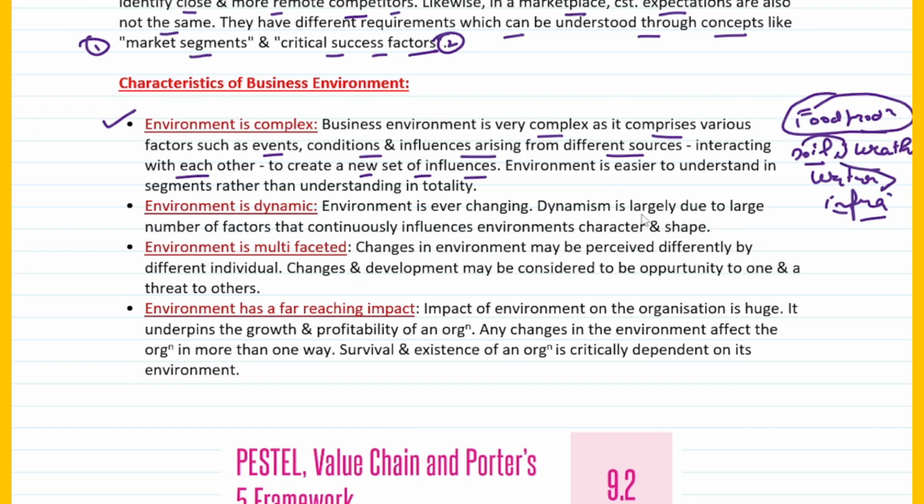So if they are in tandem, in sync with each other, the business will prosper very well. But even if one of them is lacking somewhere, that can have a detrimental effect on the performance of a business. So that's why we say the environment is very complex. Now, the environment is easier to understand in segments rather than in totality. So if you have to understand the environment, it's better to understand it one by one rather than everything in totality.